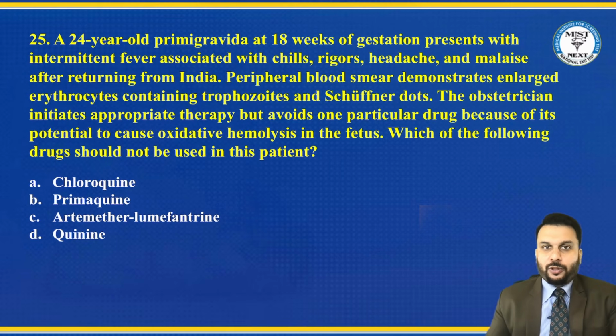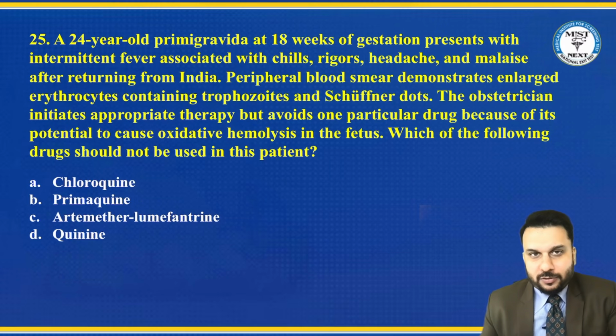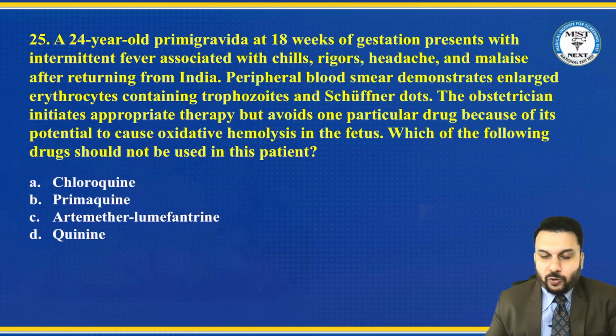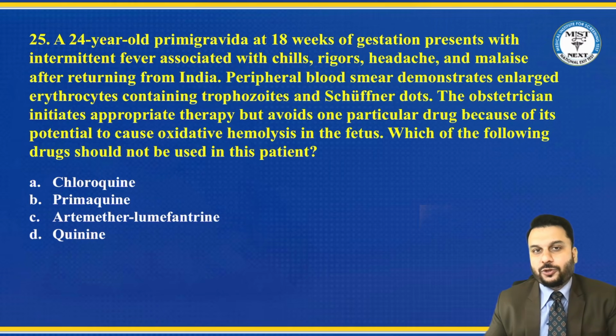A 24-year-old primigravida at 18 weeks of gestation presents with intermittent fever associated with chills, rigors, headache, and malaise after returning from India. Peripheral blood smear demonstrates enlarged erythrocytes containing trophozoites and Schüffner dots. The obstetrician initiates appropriate therapy but avoids one particular drug because of its potential to cause oxidative hemolysis in the fetus. Which of the following drugs should not be used in this patient?